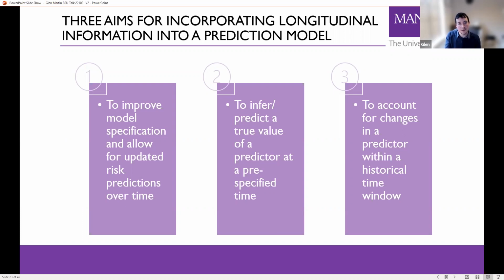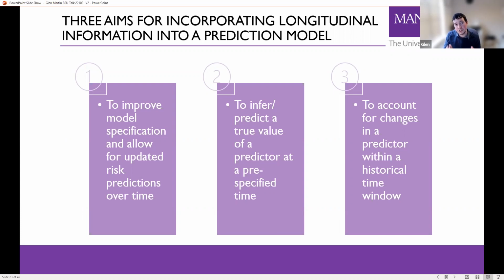The second theme or aim was to predict a true value of a predictor at a pre-specified time. So this is more speaking to imputing a variable. So if we have historic measures of BMI, can I try and predict what my BMI is today and therefore predict my future cardiovascular disease, for example?